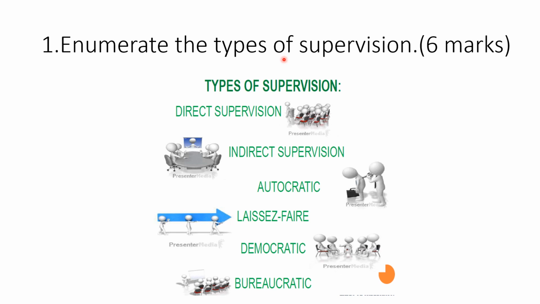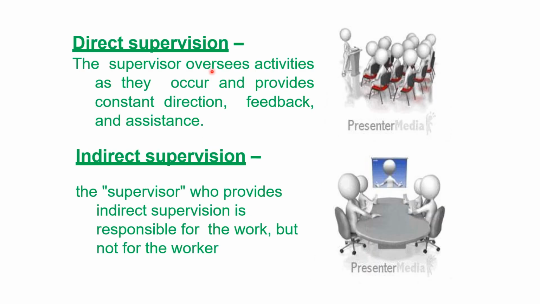The second part of first question is enumerate the types of supervision. It carries 6 marks. 6 types of supervision are mentioned here. First one direct supervision, second indirect supervision, third autocratic supervision, fourth laissez-faire supervision, fifth democratic, and the sixth one bureaucratic. We will see each type of supervision with the important key point under each one. The direct supervision, here the supervisor oversees the activities as they occur and provides feedback, constant direction and assistance. This is the direct supervision.